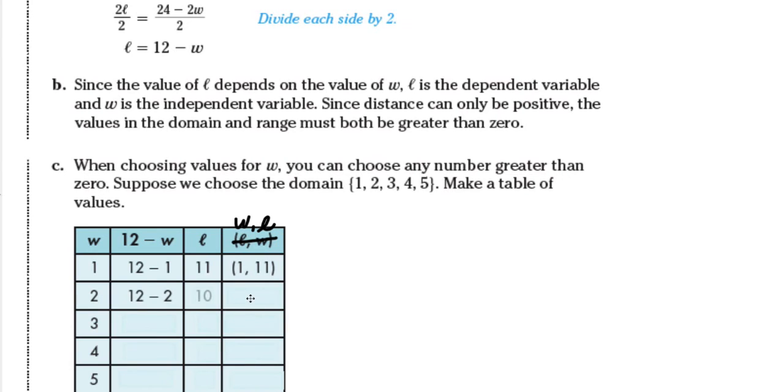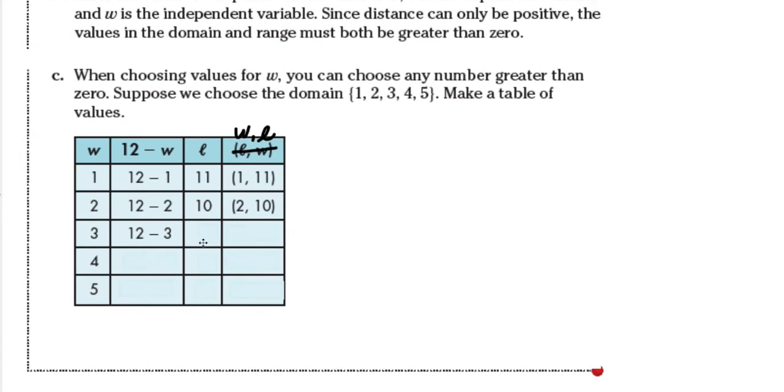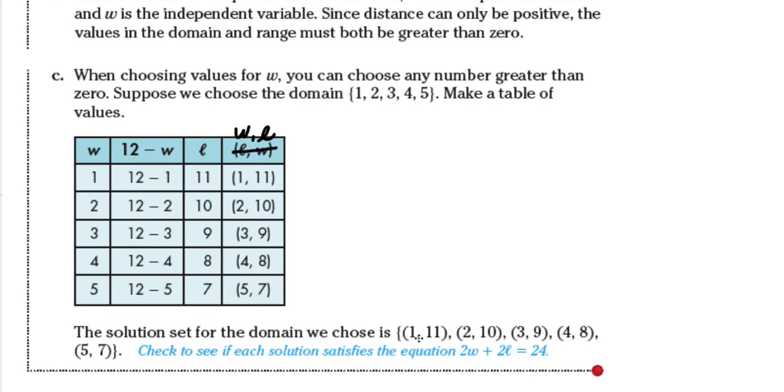12 minus 2, your ordered pair would be 2, 10. If your width is 3, your length would be 9. If your width is 4, your length would be 8. And if your width is 5, your length would be 7, therefore the ordered pair 5, 7. So the solution set is 1, 11; 2, 10; 3, 9; 4, 8; and 5, 7. Check to see if the solutions satisfy the equation 2w plus 2l equals 24.